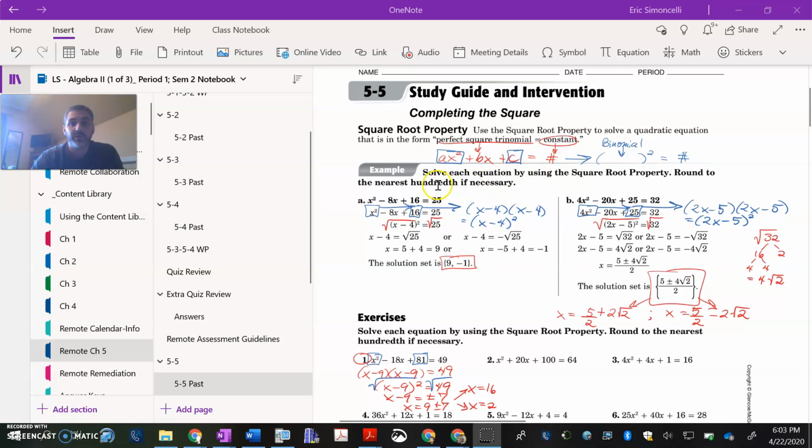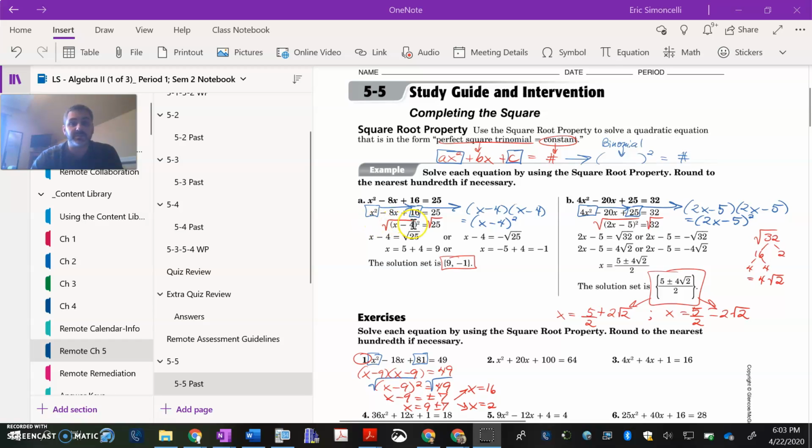So for example, solve each equation by using the square root property, round to the nearest hundredth if necessary. The very first example you see is x squared minus 8x plus 16 equals 25. Now, to kick this section of notes off with this example, the quadratic equation on the left is factorable, okay? And that's a much easier way to solve these particular equations when they are factorable.